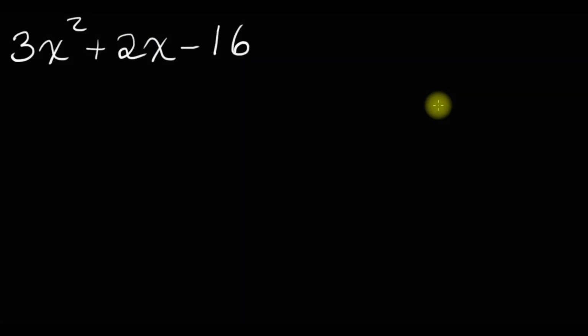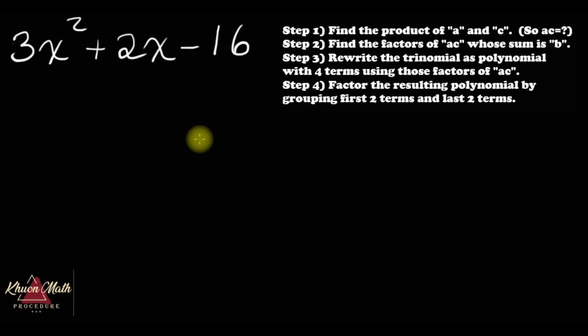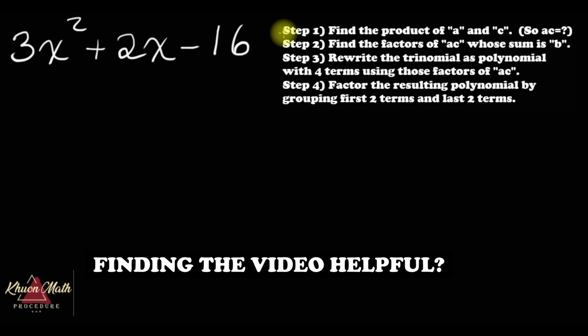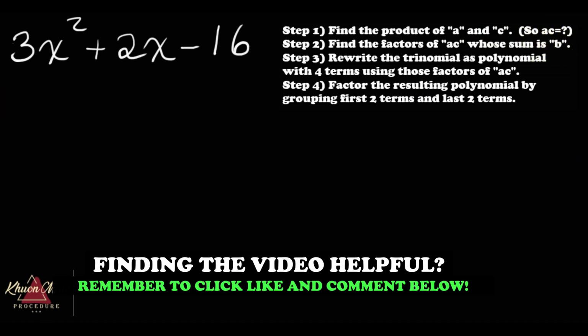Okay, let's take a look at another example. Factoring a trinomial when a is not 1. We're going to go back and use the AC method to factor 3x squared plus 2x minus 16. So here's the procedure of how to do it. Let's go through this step by step. Step number 1 is to find the product of a and c. So basically you're taking a times c.